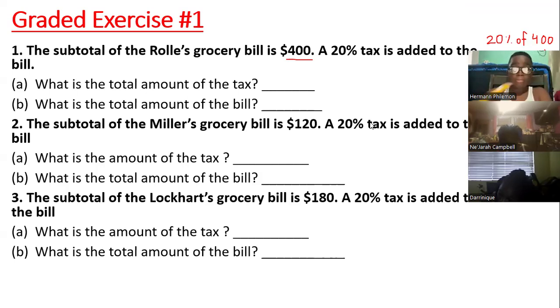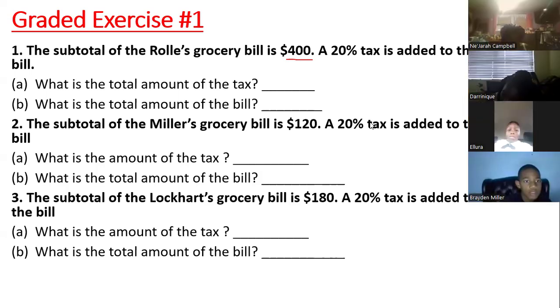Herman, what did you get for number 1B? I got 480. Very good, 480. Seth, what did you get for number 1B? For 1B, I got 80. You can't get 80, you have to add it to the 400. You say 1B? Yes, 1B. I got 480. 480.